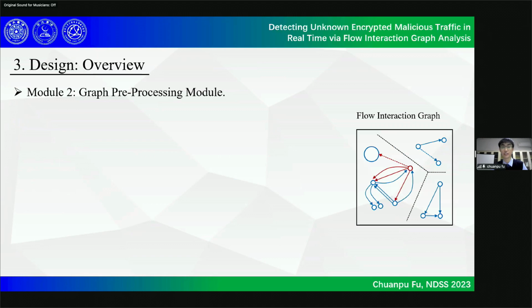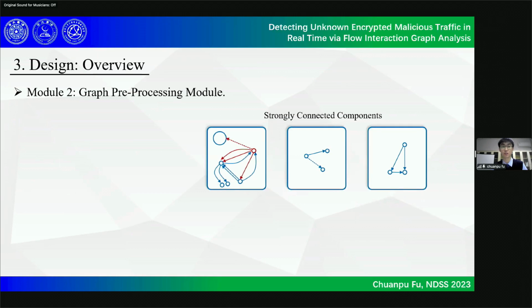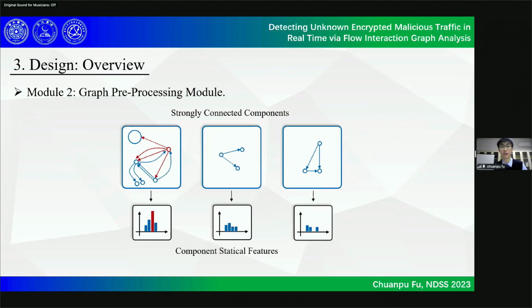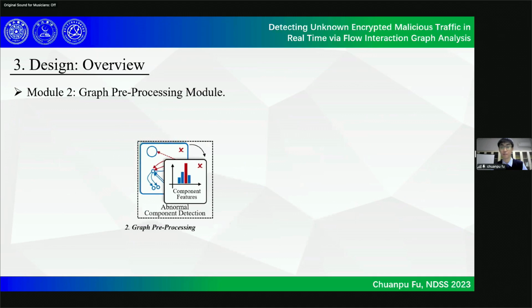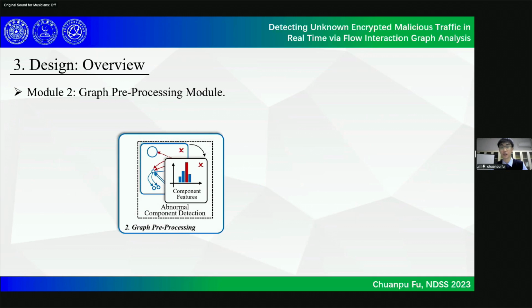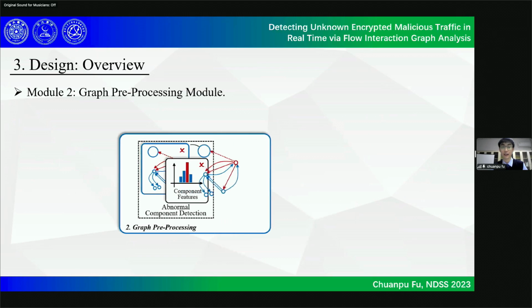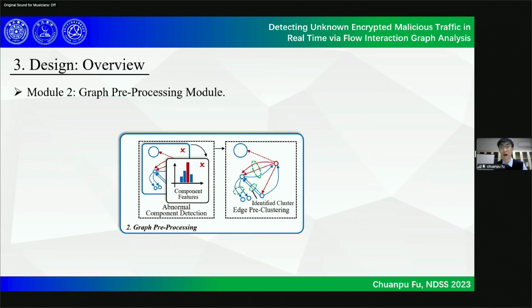The second module is the graph preprocessing module. First, we split the graph by extracting strongly connected components. At the same time, we extract the cross-grained statistical features for each component. After that, we cluster the features to identify components with abnormal features. Next, for each identified abnormal component, we cluster the edges to merge duplicated edges, indicated by the green circle on this slide, which will significantly reduce the processing overhead of graph learning.